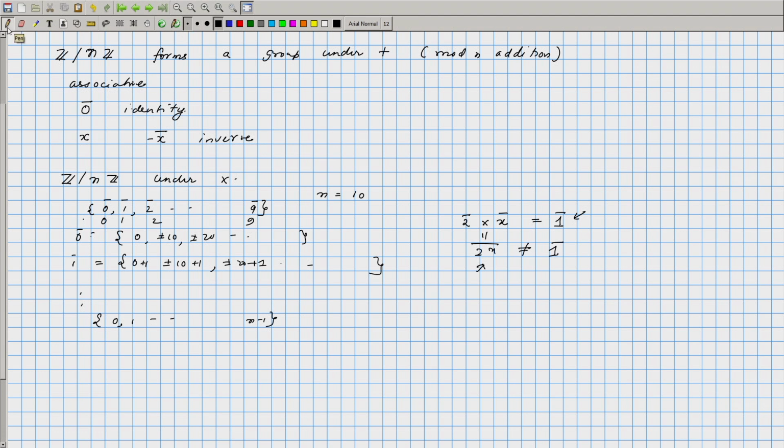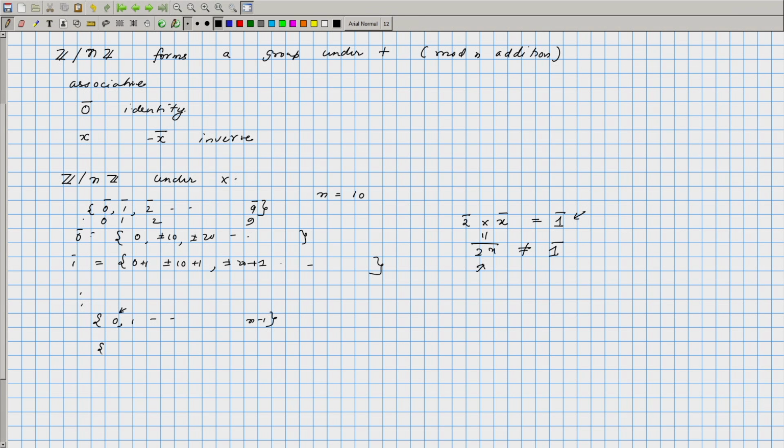So, if we take these numbers 0 to n minus 1, can we somehow make this a group under multiplication? Maybe the element 0 is going to be the troublemaker.